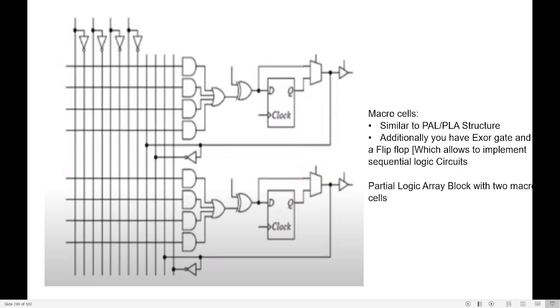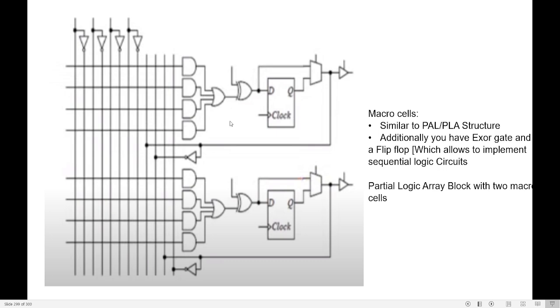Whereas a macro cell is similar to PLA, but apart from this, it has some OR gates, XOR gates followed by flip-flops followed by multiplexer. If I have this kind of setup, then I can use this circuit not only to design combinational logic circuits, but also to design sequential logic circuits.